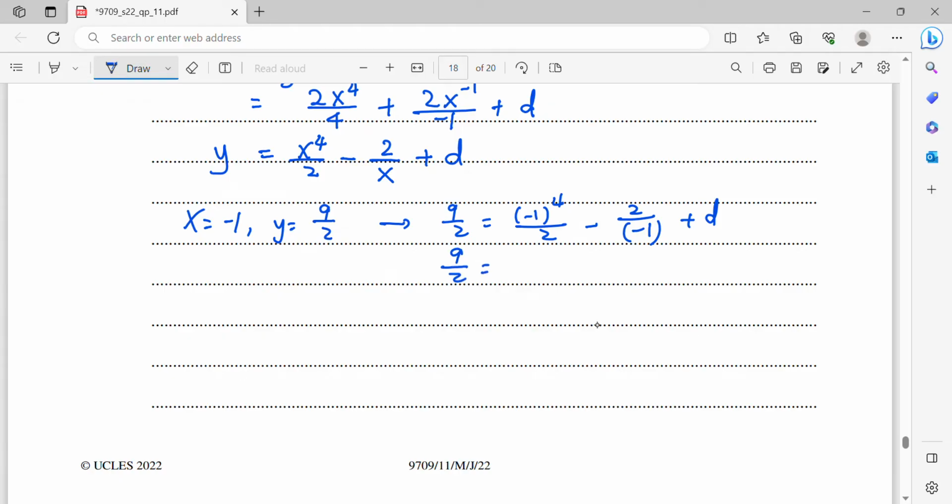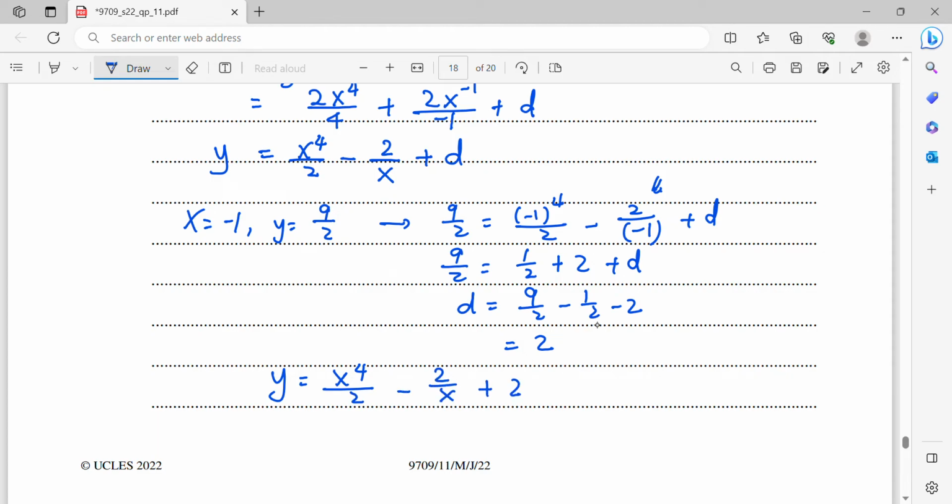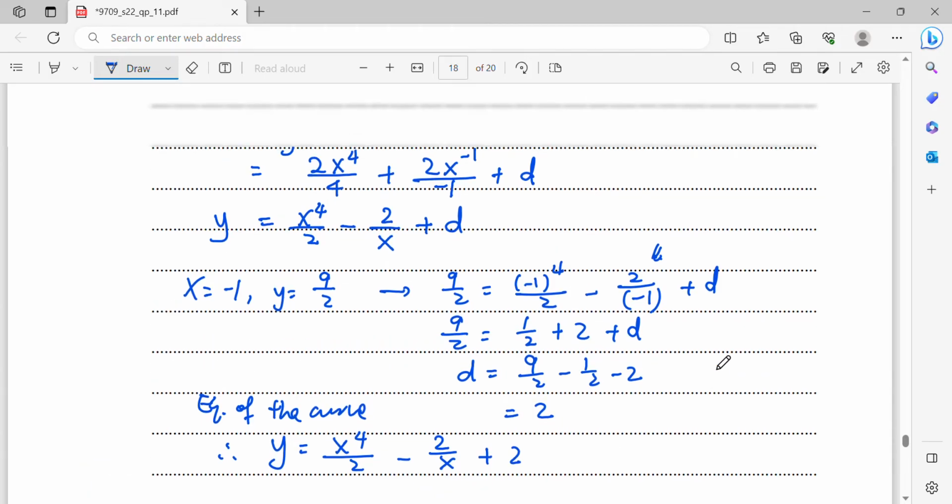So 9 over 2 equals to minus 1 degree 4 is 1, so I will get half. Then 2 over negative 1 is basically minus 2, so this minus and minus becomes plus 2. Okay, so my d is going to be 9 over 2 minus half minus 2. So then you will get 2. So lastly, my y is going to be x degree 4 over 2 minus 2 over x plus 2. That is the equation of the curve. So here you may write equation of the curve. Okay? That's the solution of this question.